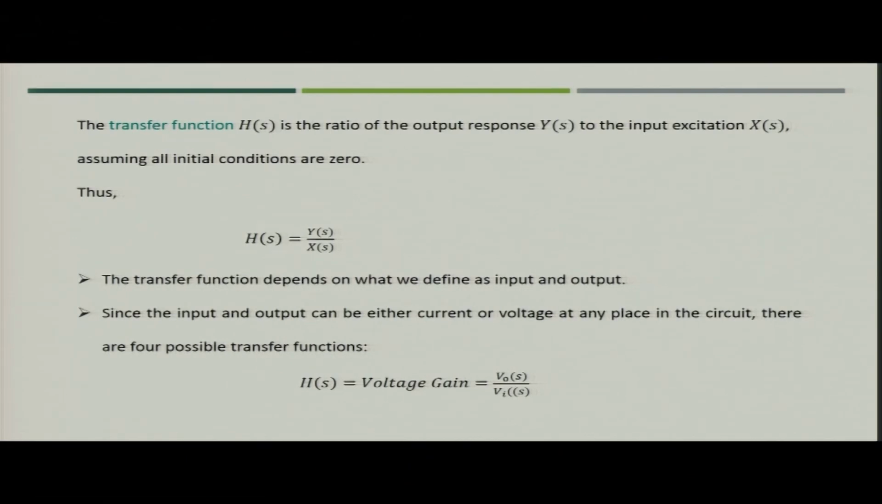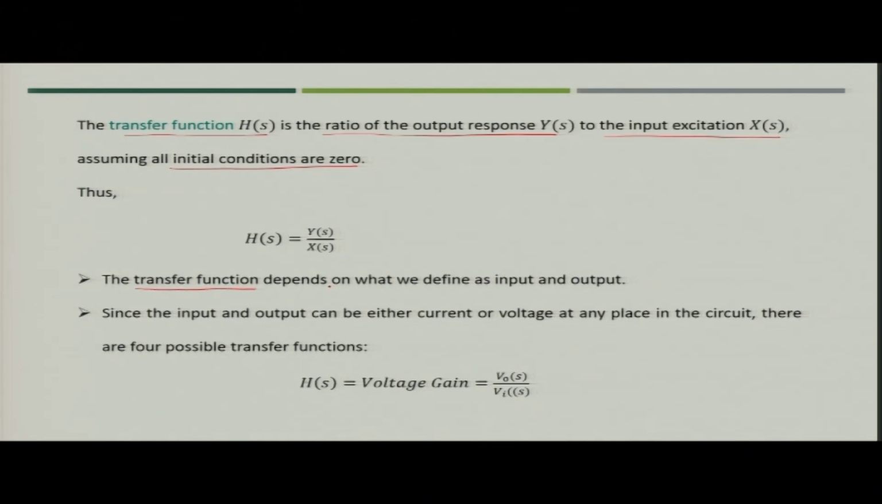So, how do we define the transfer function? The transfer function, which we generally call H(s), is nothing but the ratio of the output response to the input excitation with all initial conditions as 0. So, you can represent the transfer function H(s) as Y(s), the output response, divided by the input excitation, that is X(s).